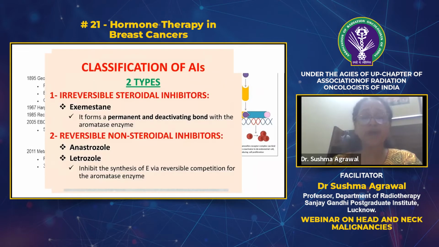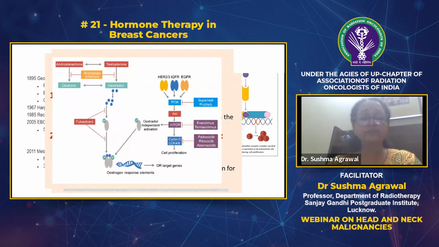There are two types of aromatase inhibitors. One is irreversible steroidal, which is exemestane, and the second is reversible, anastrozole and letrozole, and they are also non-steroidal. Now the third is fulvestrant. It also acts on the estradiol pathway, while the other drugs which I told you, that is the CDK inhibitors, they do not act on the estradiol pathway.